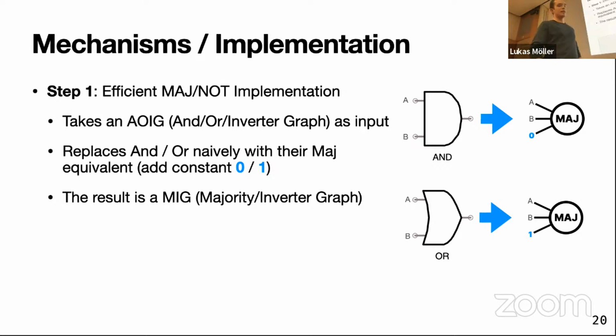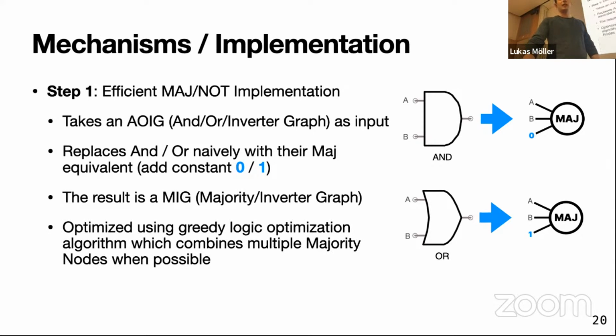The result is then a MIG, majority inverter graph, where the nodes in the graph are majority operators and the edges are the movement between different operators, and these can either be inverted or not inverted. We can then optimize this MIG using a greedy optimization algorithm, which is described in the paper. It simply describes which equivalences there are in MIG graphs and how we can replace certain parts of a MIG graph with more efficient parts.